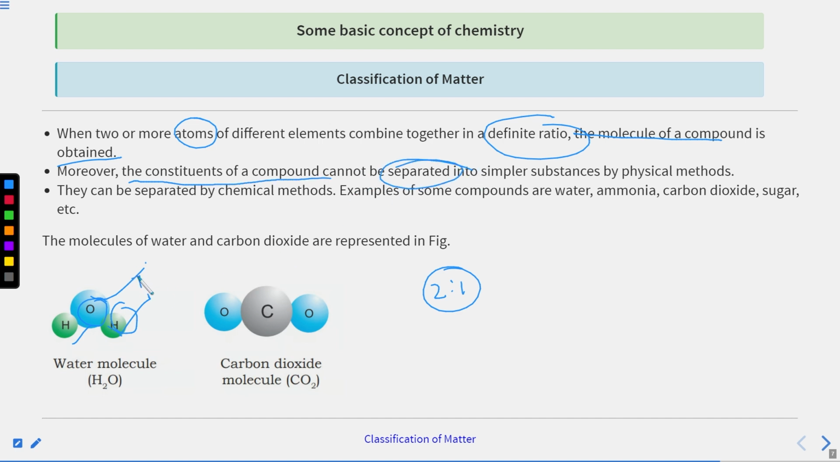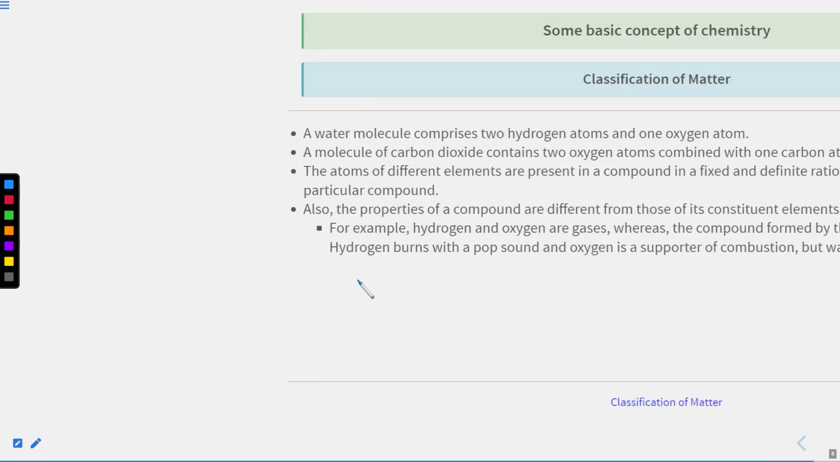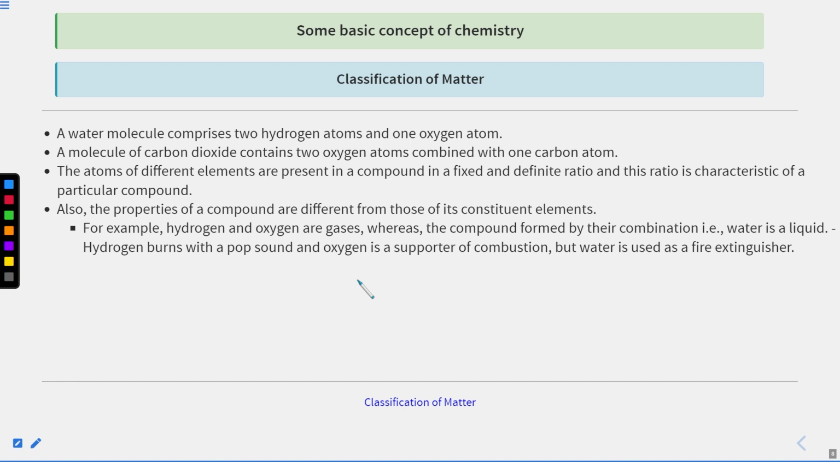It is very difficult to separate hydrogen and oxygen into separate substances by physical methods. You can pass electricity and separate it, but not through physical methods like hand picking, crystallization, or distillation. They can only be separated by chemical methods. Examples of compounds are water, ammonia, carbon dioxide. Here the examples are the molecule of water and the molecule of carbon dioxide. A water molecule comprises two hydrogen and one oxygen atom. A molecule of carbon dioxide contains two oxygen and one carbon atom.